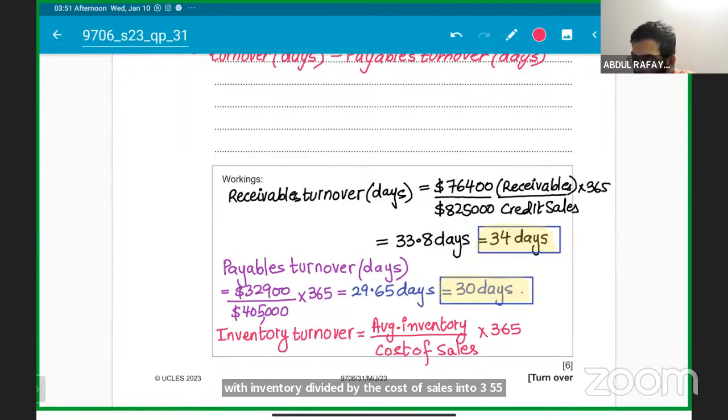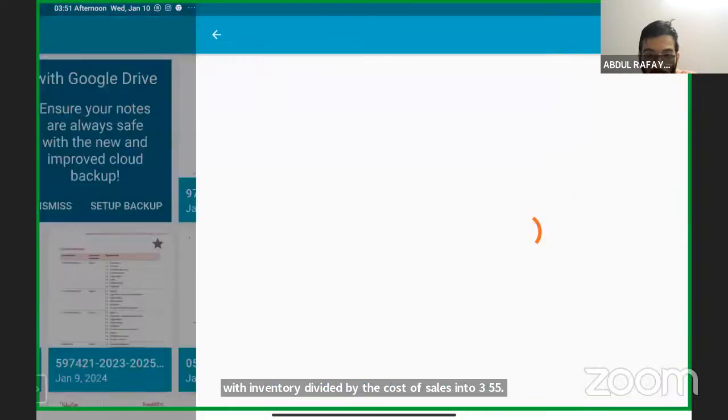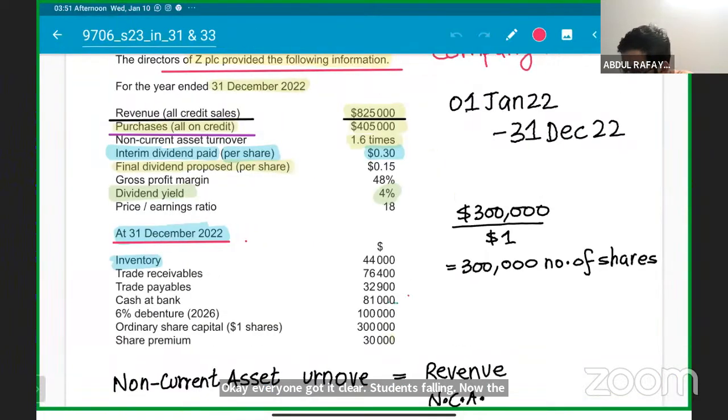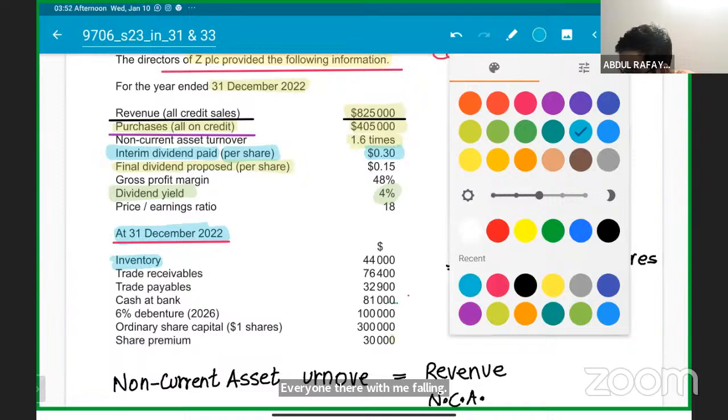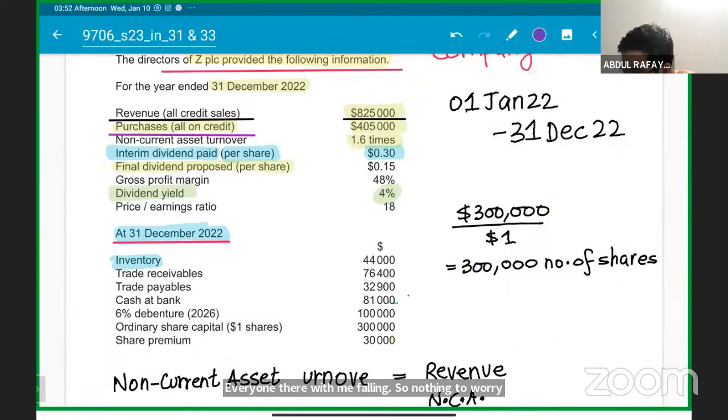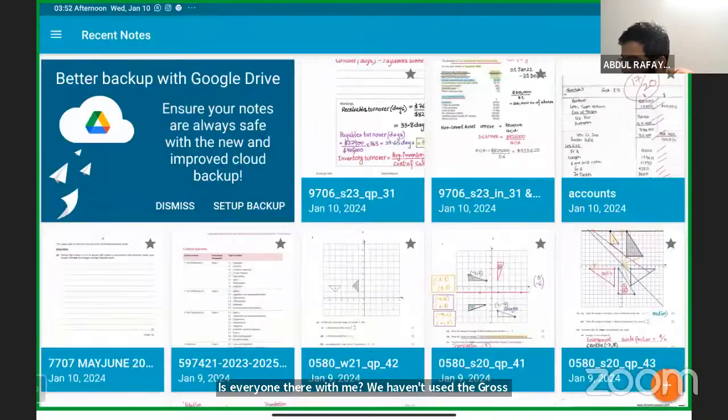Now, the problem is we don't have cost of sales. We already have the closing inventory, but we don't have opening inventory as well. So nothing to worry about. The other formulas will help you. If you remember carefully, we haven't used the gross profit margin up till yet. We haven't used the gross profit margin up till yet. So we are going to use that to get the answer.